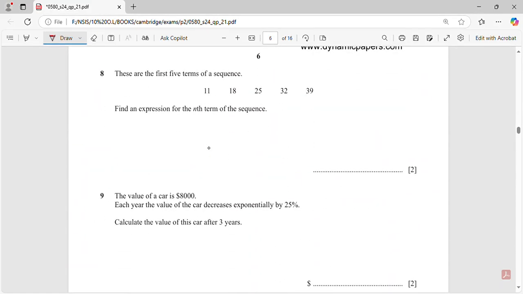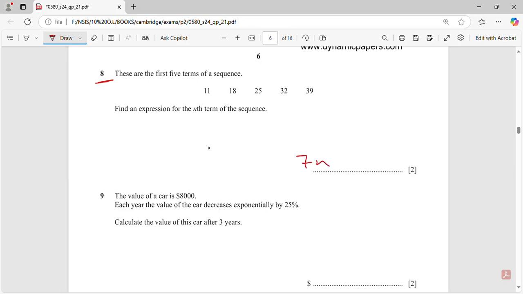Okay, let's go to question number 8. These are the first 5 terms of the sequence. So find an expression for the nth term. As we know before, as long as I'm adding the same number each time, so this is 7, 7, 7, keep adding 7, so it will be 7n.